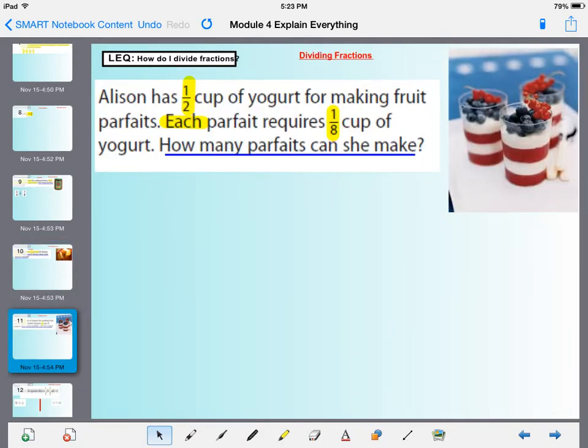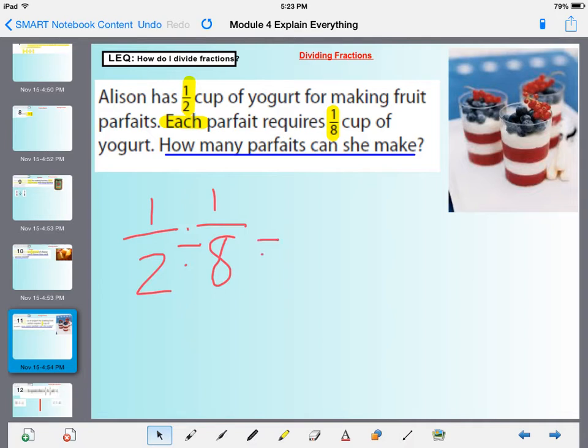Again, let's try another example just to practice who our dividend and our divisor is going to be. Allison has half a cup of yogurt for making fruit parfaits. Each parfait requires 1/8 cup of yogurt. How many parfaits can she make? So the question is asking us if we start off with half a cup of yogurt, and that's my dividend because that's how much total yogurt I have, and I'm going to divide that by 1/8 a cup because that's how much each yogurt parfait requires.